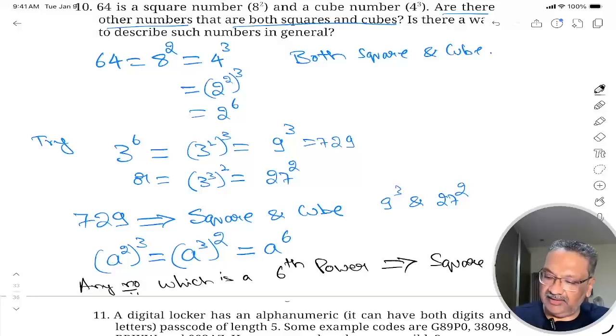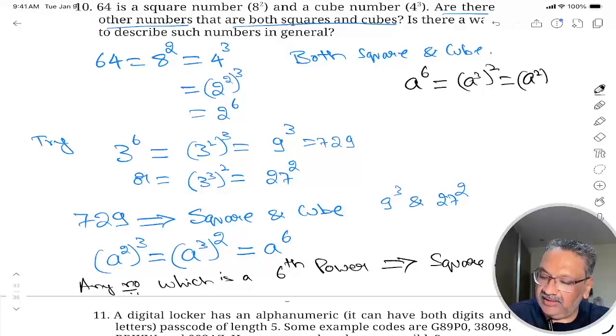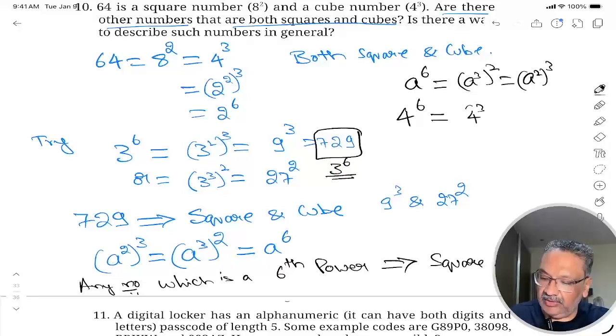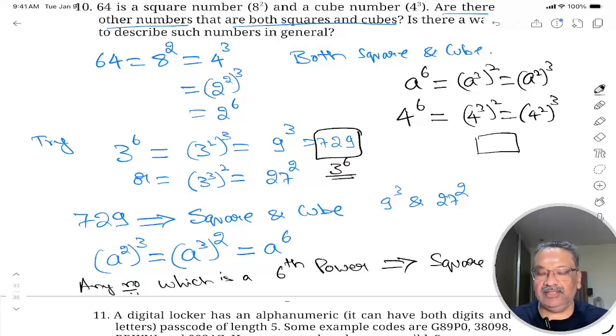Okay? That means if you take a to the power of 6, it is equal to a cube square, which is equal to a square cube. You can put any number for a. So one number we got is 729, which is nothing but 3 to the power of 6. Similarly, take 4 to the power of 6. You can try it. 4 to the power of 6 will be 4 cubed squared or 4 squared cubed. Doing this gives you another number. Similarly, 5 to the power of 6 will also be both a square as well as a cube.